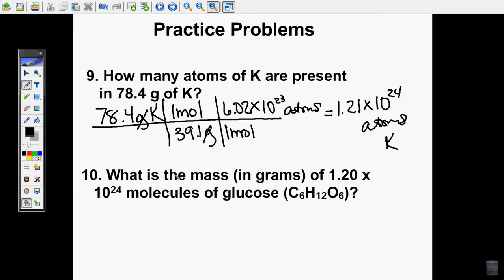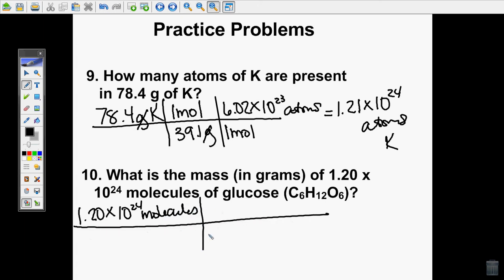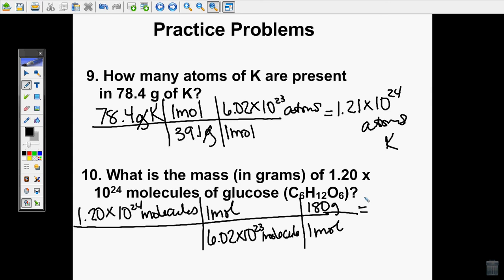What is the mass in grams of this many molecules of glucose? Start with your given, which is this many molecules of glucose. And I know in 1 mole of anything, there's this many molecules or particles or atoms or whatever it is. And if I find the molar mass of glucose, I know in 1 mole there's 180 grams. So I'm going to multiply across the top, and divide by what's on the bottom, and I get 358.8 grams of glucose.